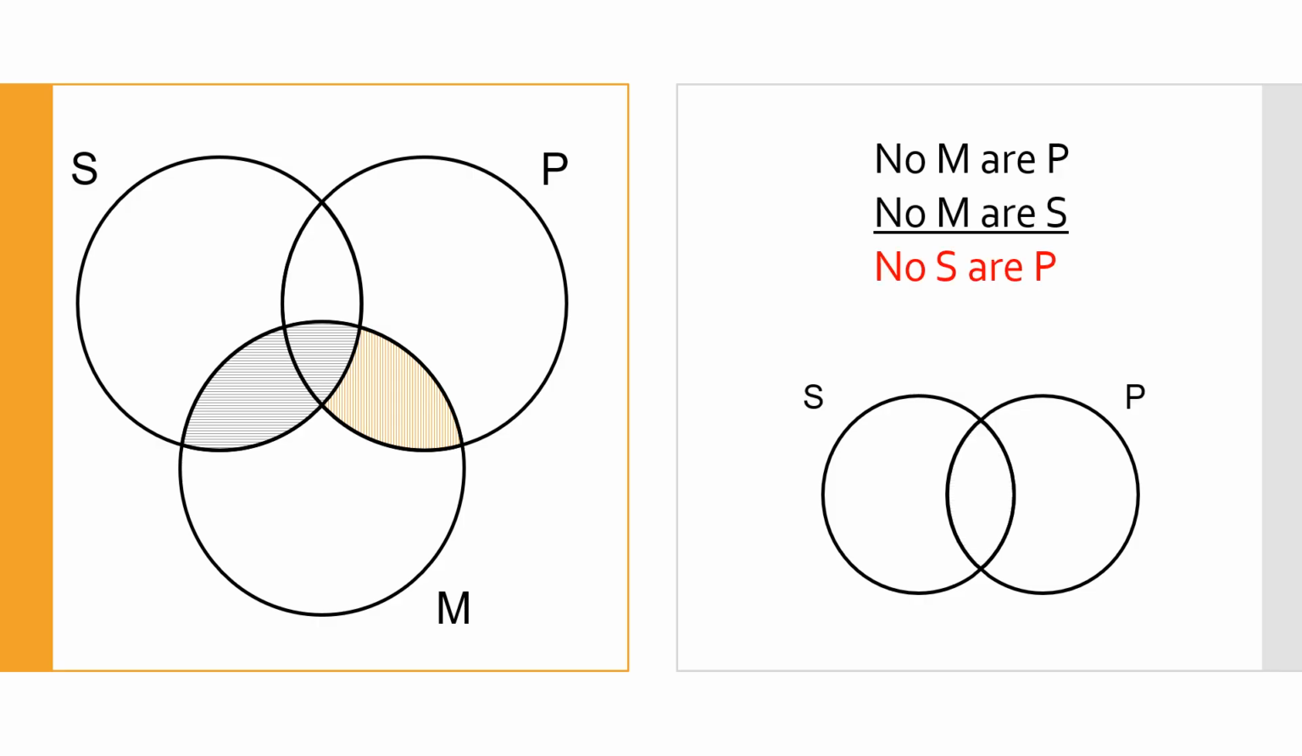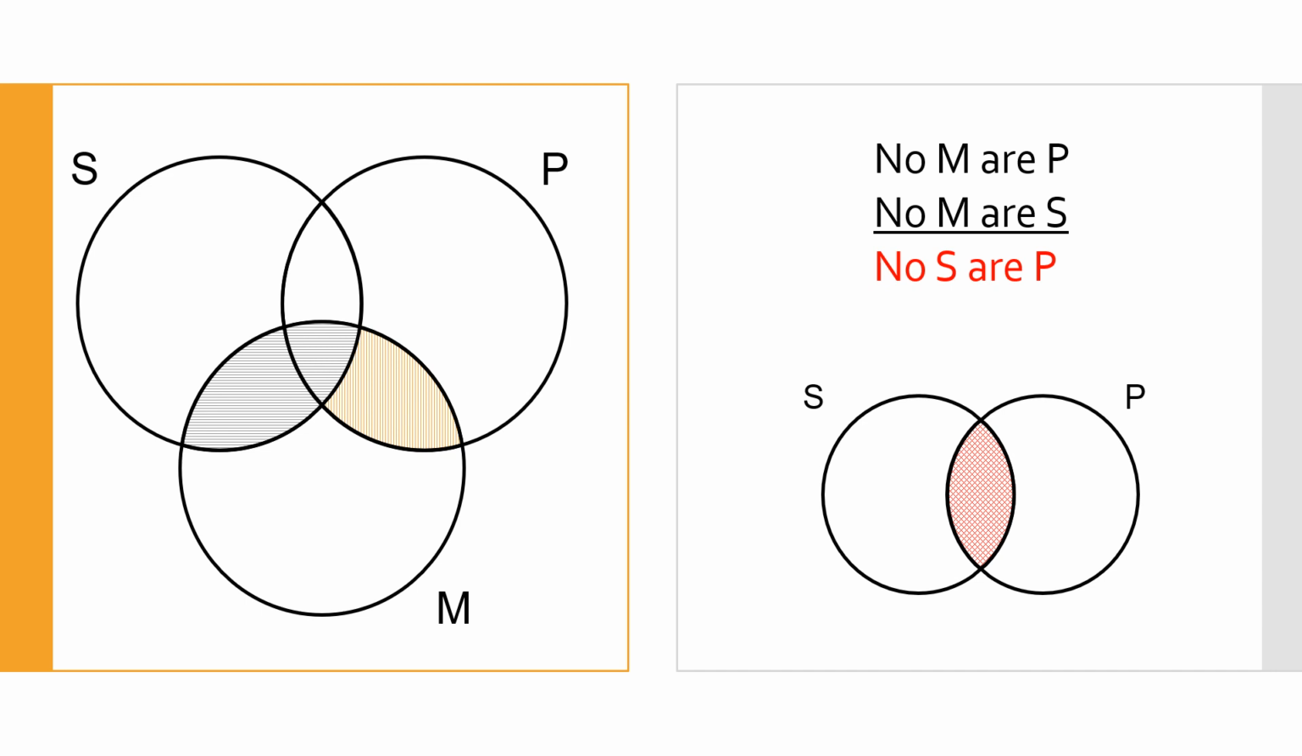Now, we've seen what the two premises together tell us. All the stuff shaded on the three circle VIN cannot exist according to those two premises. So now we just need to compare that over and against the conclusion. The conclusion here tells us that no S's or P's.